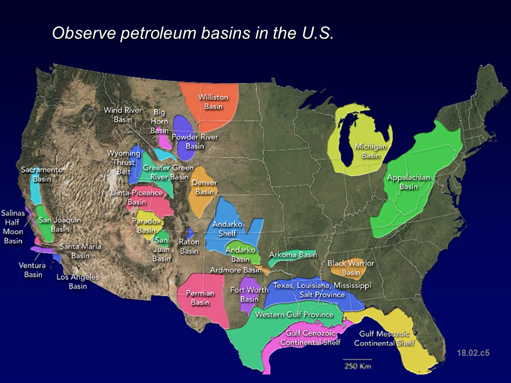All right, let's observe petroleum basins in the U.S. Where do we find petroleum? We get some small basins producing larger amounts of oil than larger basins. So that's something to keep in mind. Even though it's a small location, a small basin, it can still be generating quite a bit of oil.